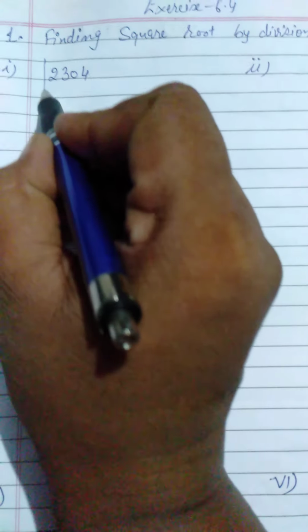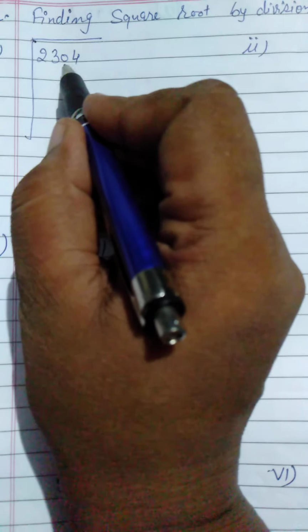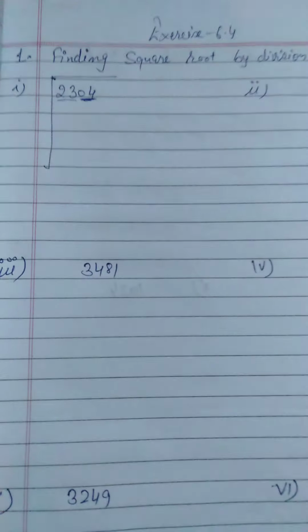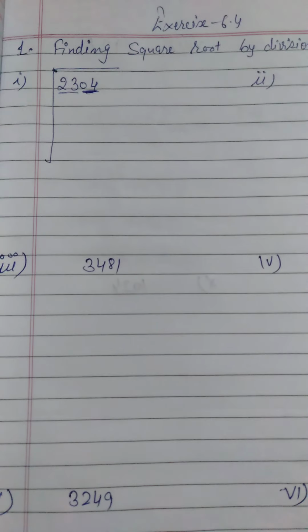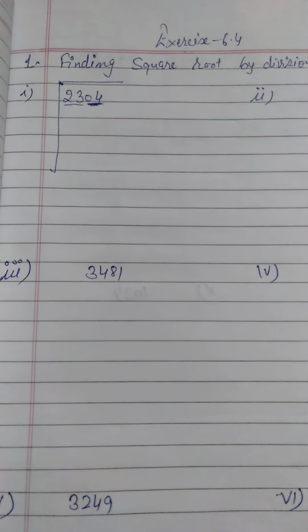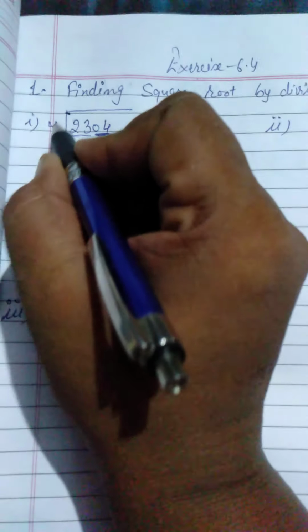At first we will do this division sign, then make the pairs from the right hand side, from the unit digit. Make the pair of any two, right? Now we will think of a number whose square is nearly less than or equal to 23. When we see, 5 5s are 25, which is more than 23. So it goes at 4, because 4 4s are 16, which is less than 23.